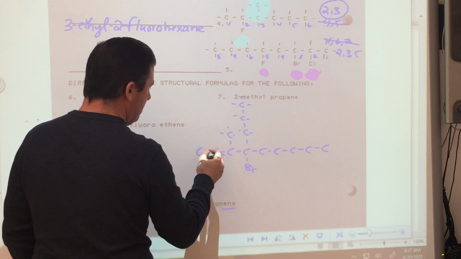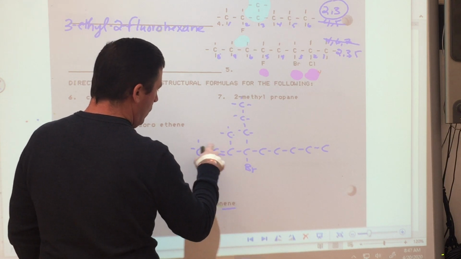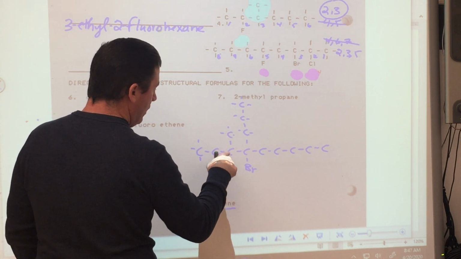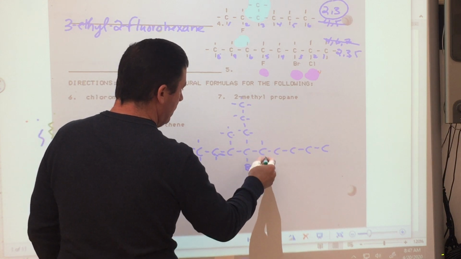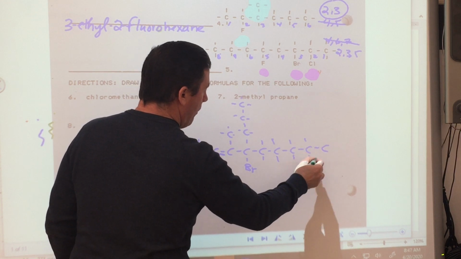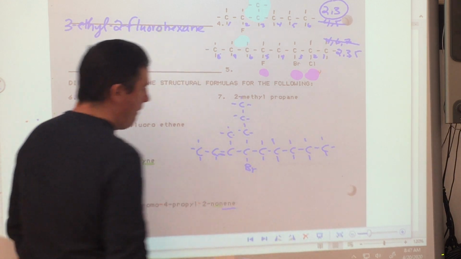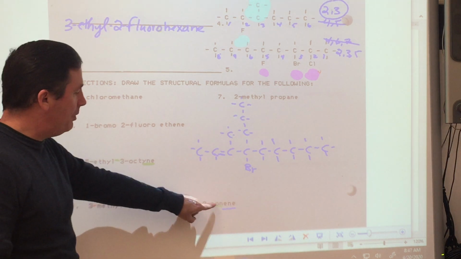Now I'm just filling in my lines from my carbons. 1, 2, 3, I need one more. 1, 2, 3, 4, that can't have any more. And then fill the rest of them in. All right, that's 3-methyl, 4-bromo, 4-propyl, 2-nonene.